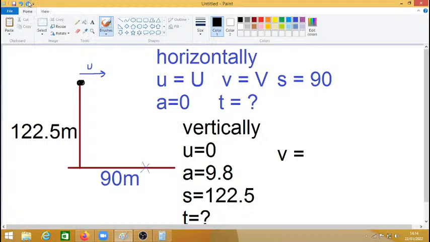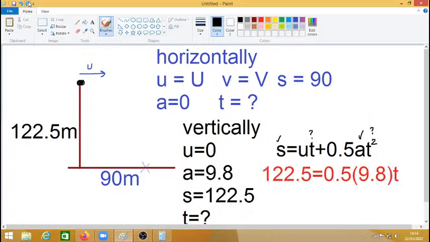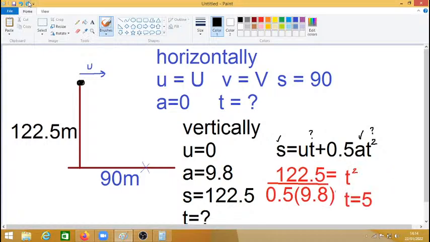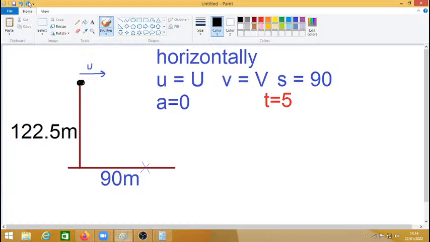We chose a formula that had at least most of the numbers that we could substitute in. The v equals u plus at wouldn't help. S equals ut plus half at squared, that was okay. Only the time was unknown, so we substituted in, worked out what time was, and then having known what time was, we could apply that in the horizontal motion and say, look, we know what time is, we know acceleration is 0, we know the displacement is 90. Let's find a formula to put everything in.